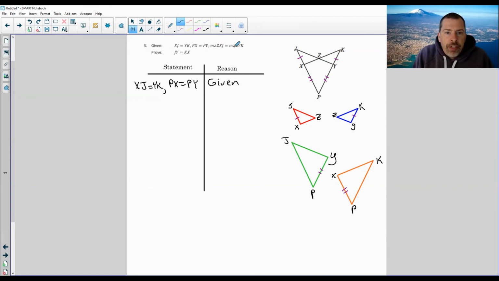Okay, and then now we're going to look at the angle, the measure of angle ZXJ equals the measure of angle ZYK. ZXJ is right here, so it's in this little triangle here. And that's congruent to ZYK, which is right here. So we're looking at the little triangle now. Now we have a side and an angle in the little triangle, and we have a side in the bigger triangle. Okay, so progress. And that's all from the givens.